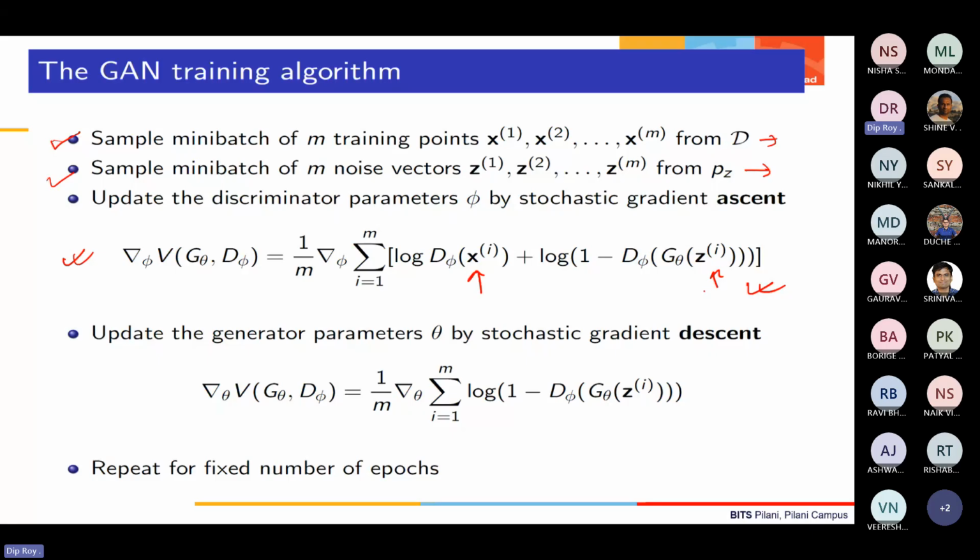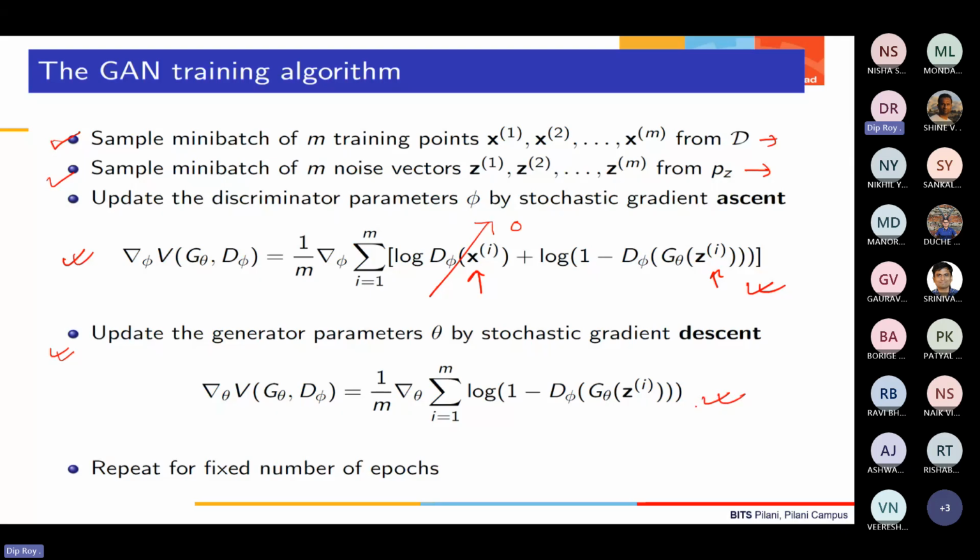And then in the next step, we update the generator parameter, that is we fix phi, and we update the generator parameter theta by stochastic gradient descent again. And now this time, obviously, we are doing it with respect to theta. Since we are doing it with respect to theta, this particular term is of no use, all right, because it is a constant. And we basically do the gradient descent here.